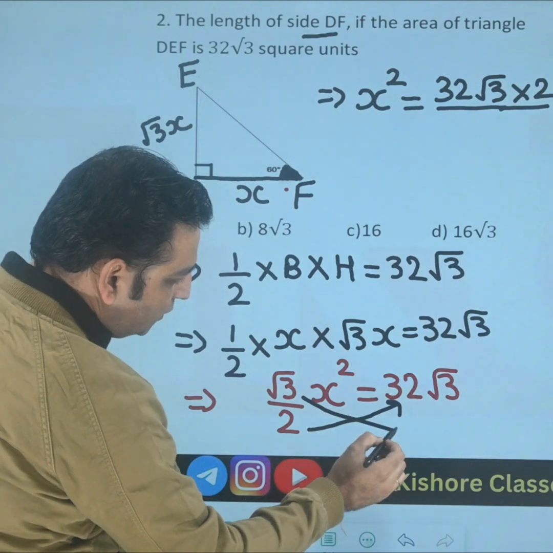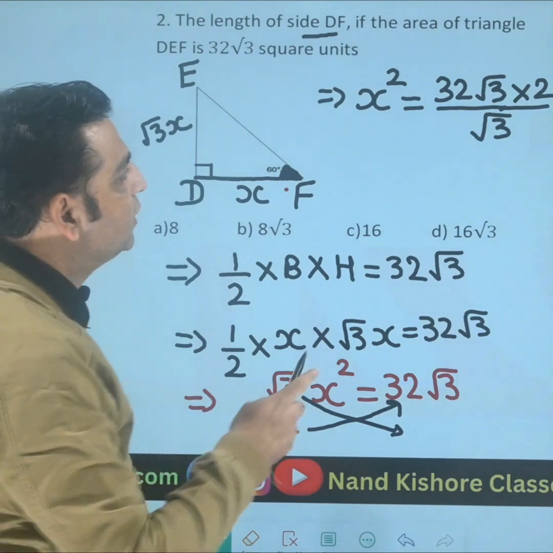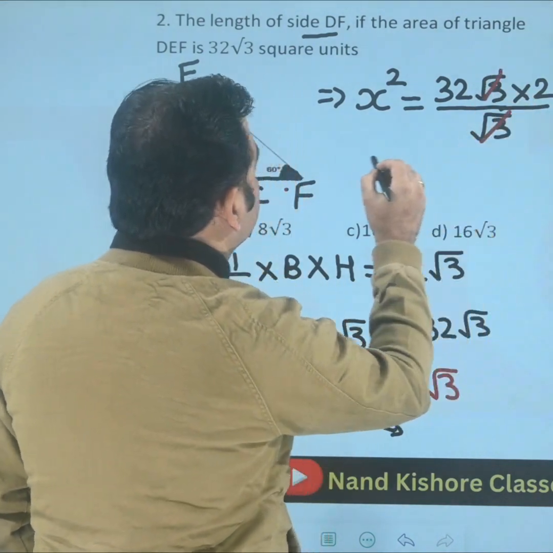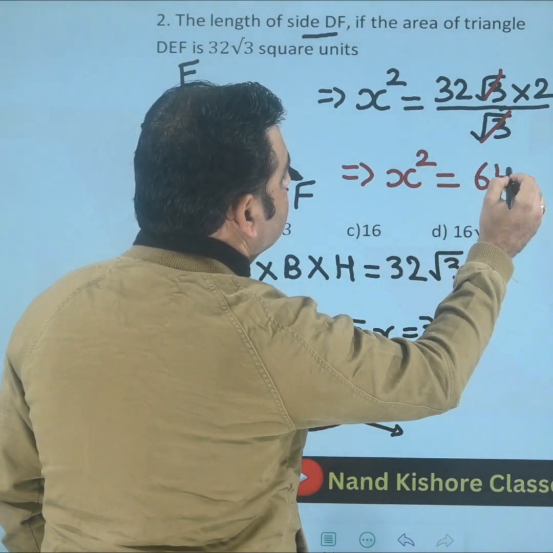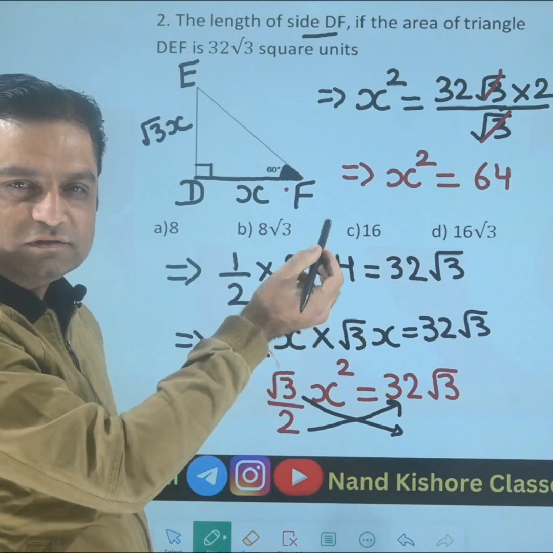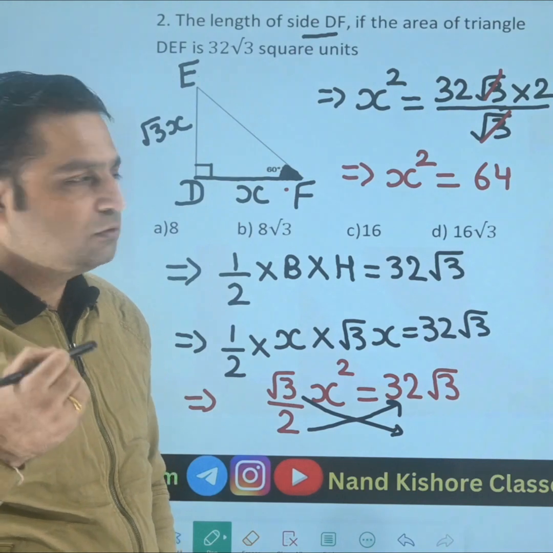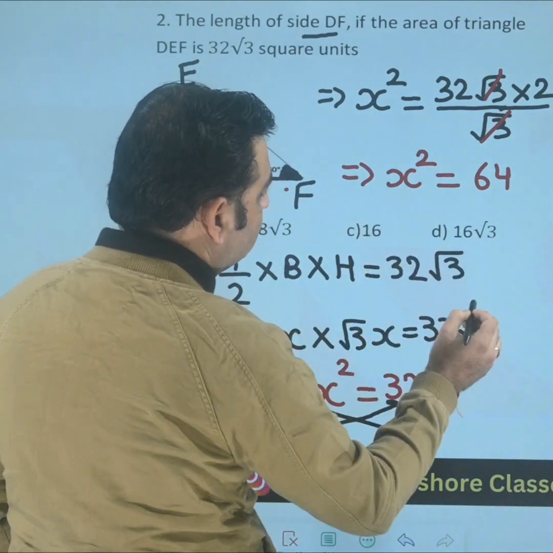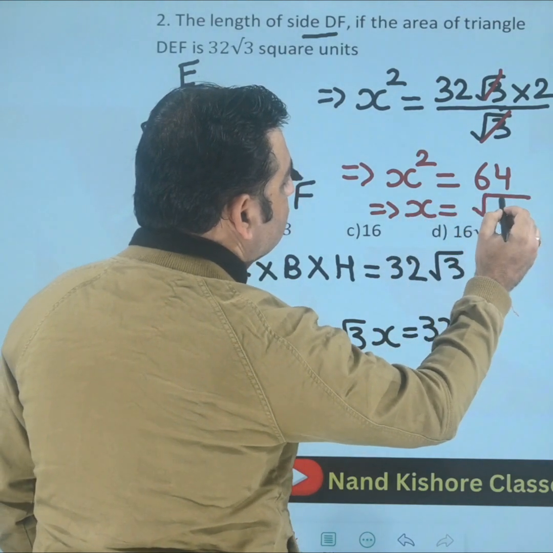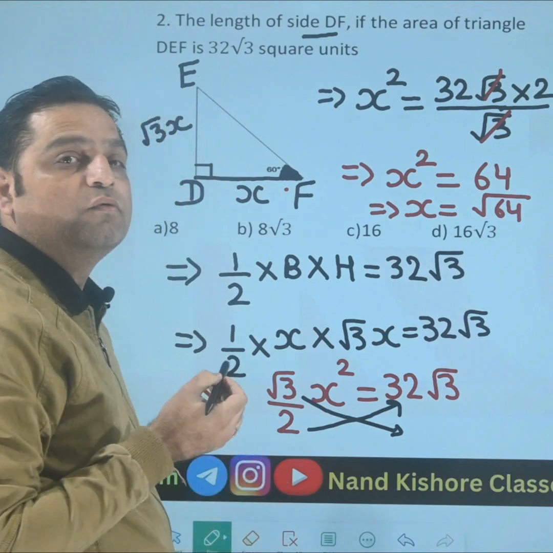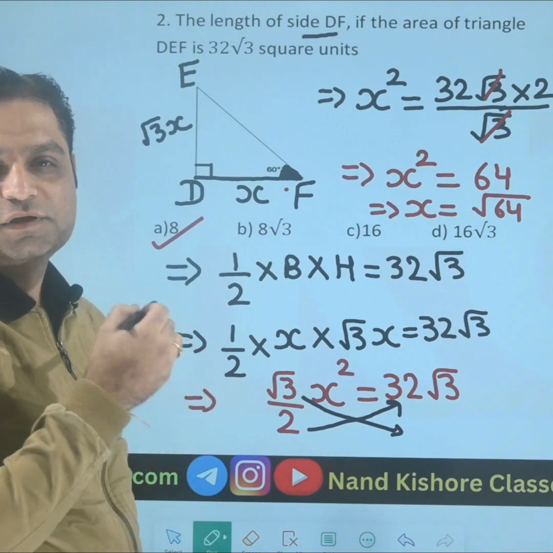And this root 3 will come in the denominator. See, it is written like this. Now root 3 and root 3 cancelled. And we are left with x square is equal to 64. 32 multiplied 2, which is left, I have written 64. Now next step of solution is taking square root on both sides. When you take square root on both sides, we will get x is equal to square root of 64. Now what is square root of 64? This is 8. So A option is the correct option.